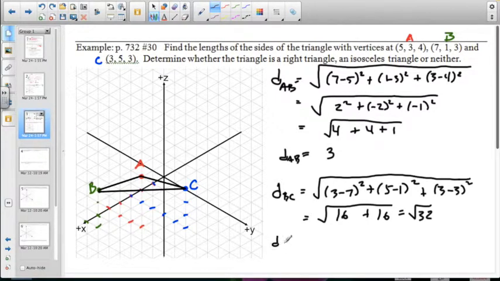And let's look at the distance from C to A. So looking at C to A, we're talking about from here to there. So we've got 3 minus 5, 5 minus 3, and 3 minus 4.